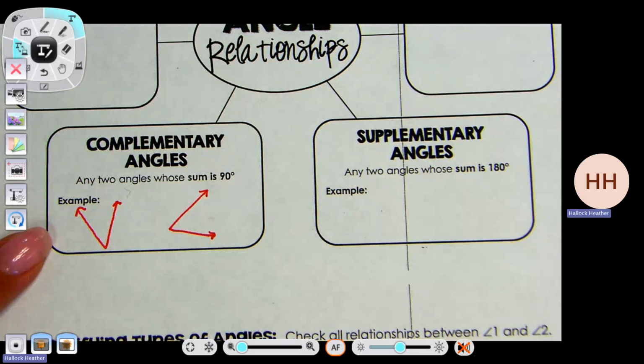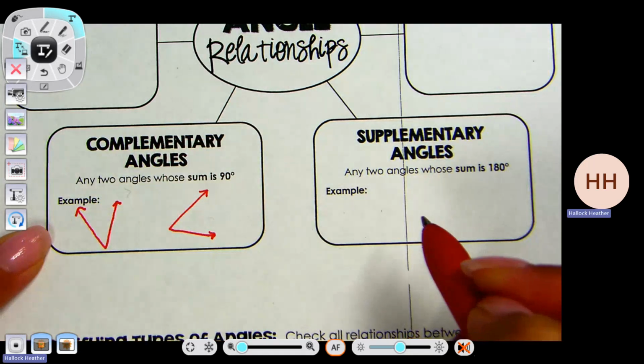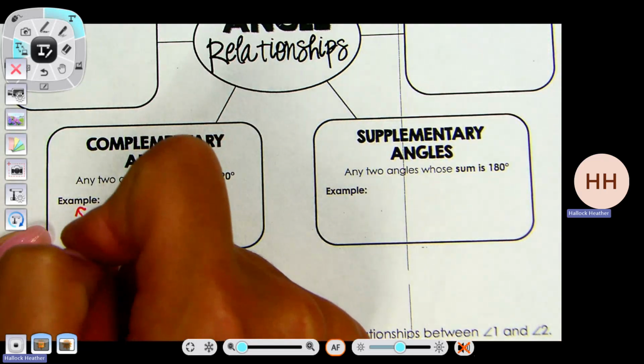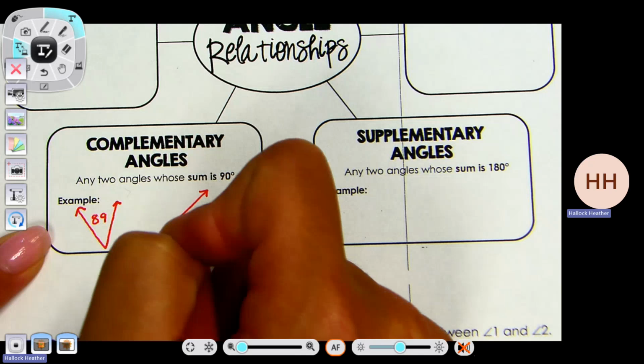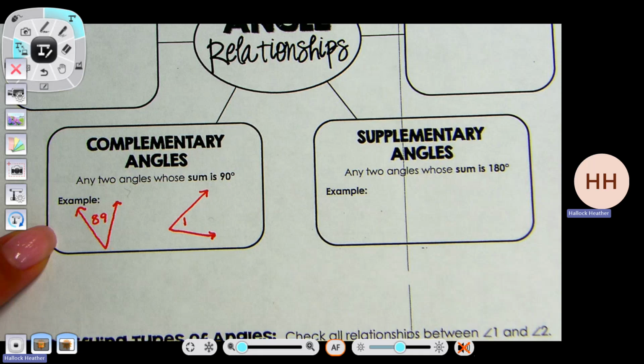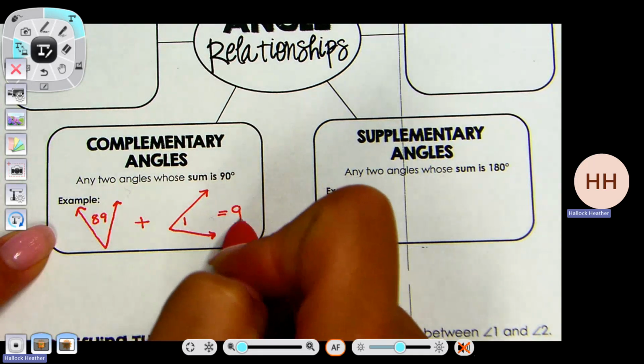What are two numbers that are not the same that add to make 90? 89, 46 and 47, 45. Two different numbers. Let's do 89 and 1. 89 and 1 makes 90. Okay, if I add them, they make 90 degrees.